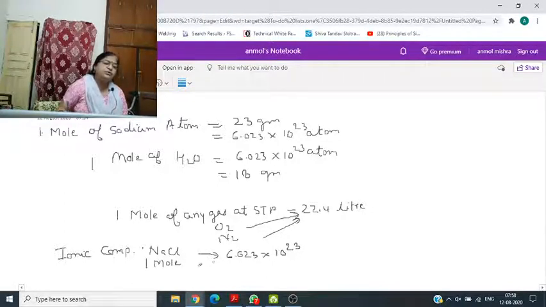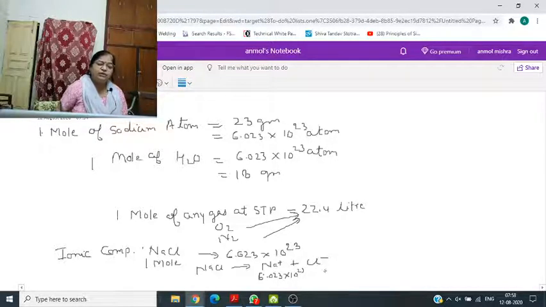But if it undergoes dissociation, then NaCl will dissociate into Na plus and Cl minus. It means that 1 mole of sodium will contain 6.023 into 10 to the power 23, and 1 mole of chlorine will also contain 6.023 into 10 to the power 23. So it will be 2 into 6.023 into 10 power 23 number of atoms.